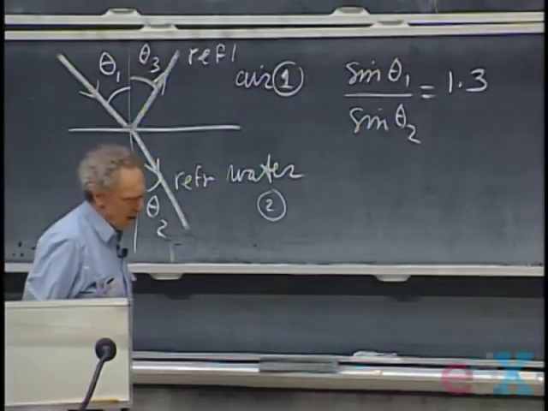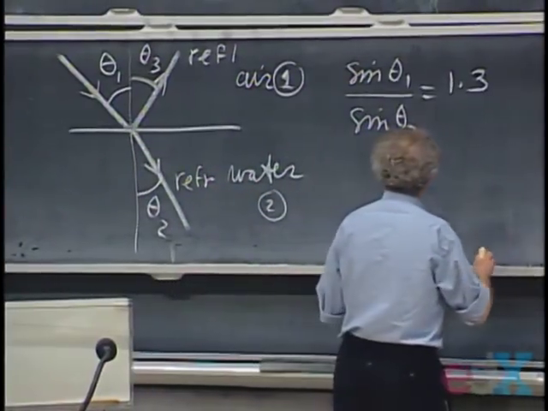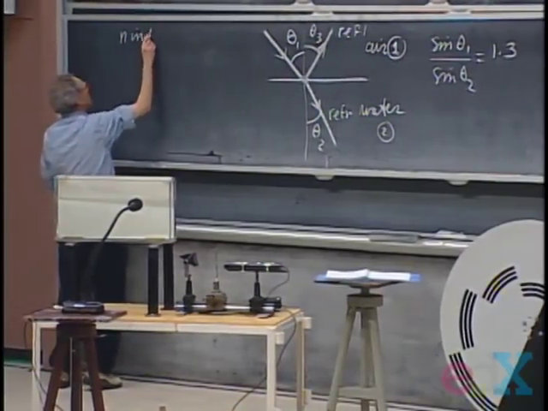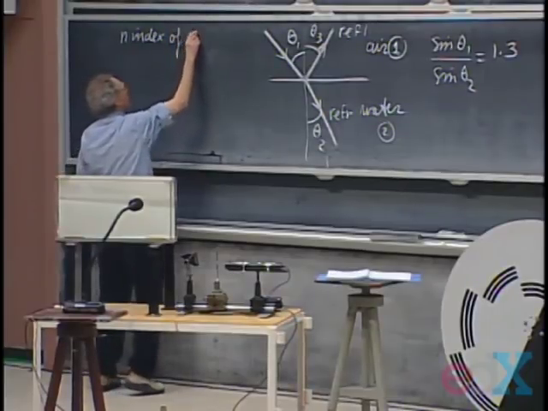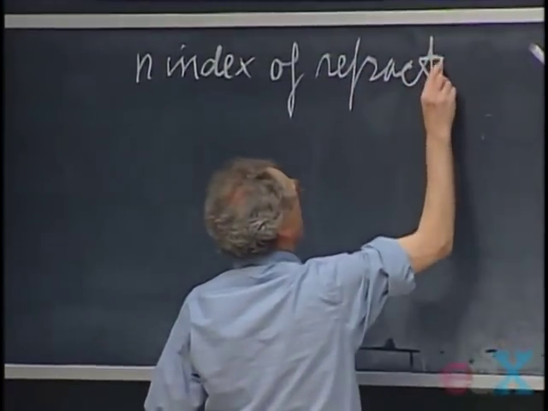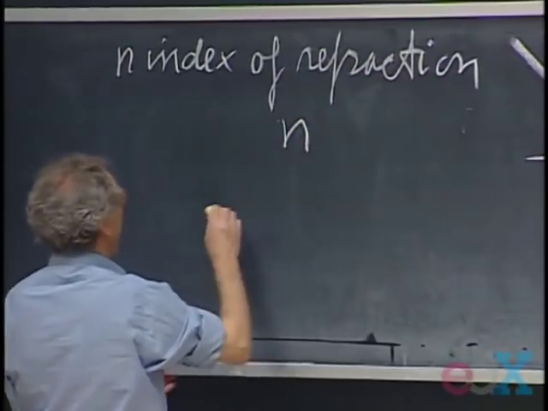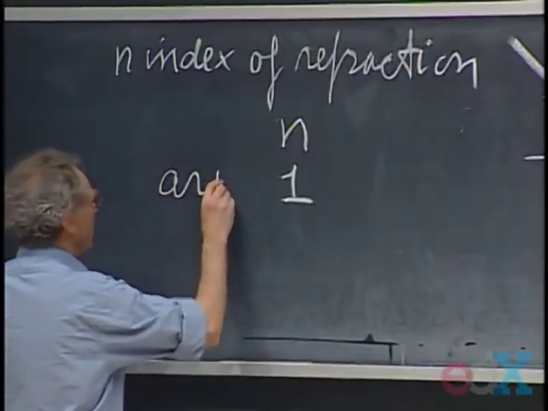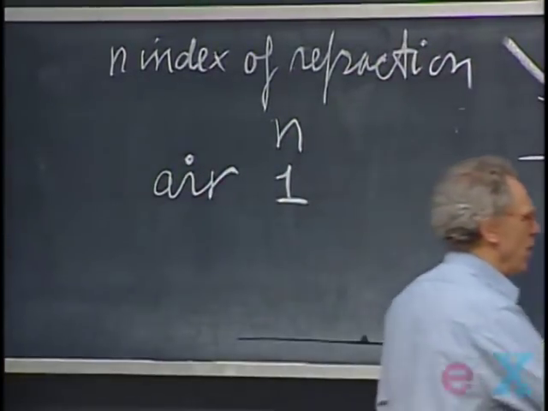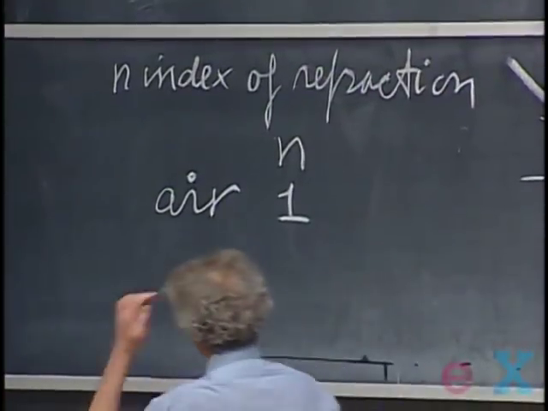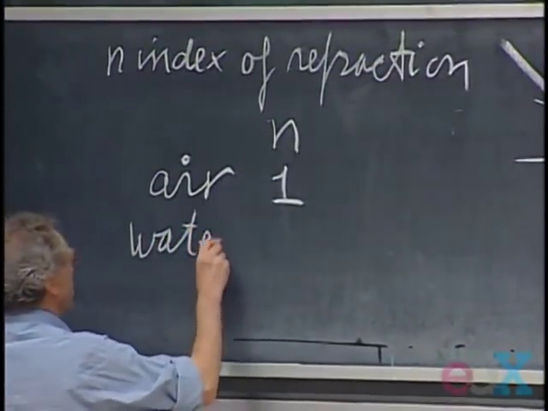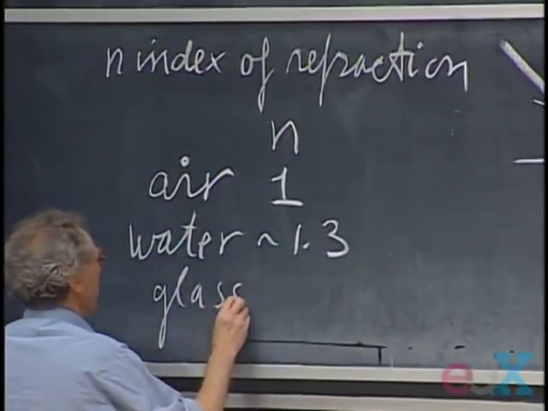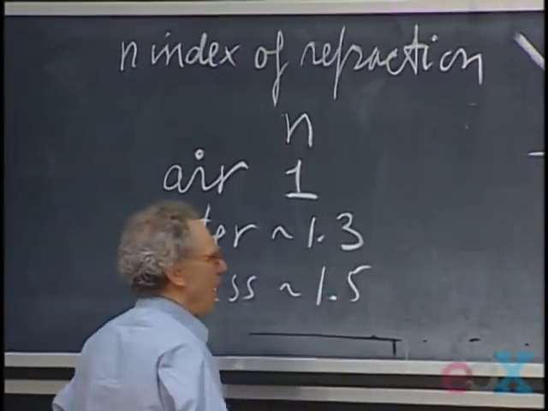He introduced the idea of index of refraction, which I will call N, as in Nancy, index of refraction. For vacuum, the index of refraction by definition is one, but it's very closely the same in air. We always treat it as one in air. And in water, the index of refraction is approximately 1.3. And in glass, depending upon what kind of glass you have, it's about 1.5.